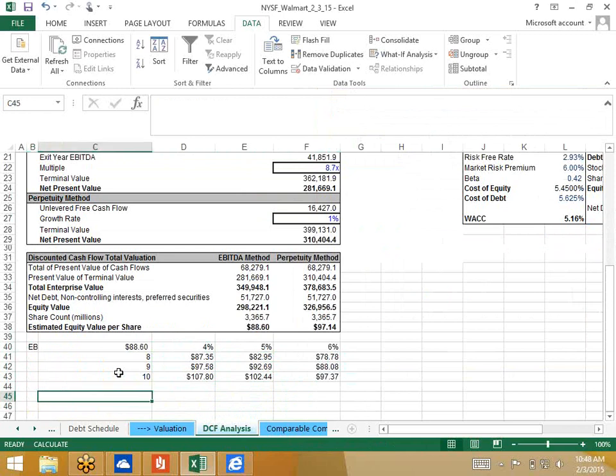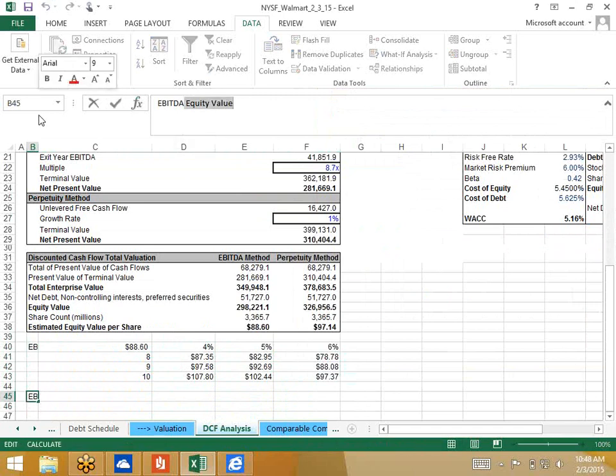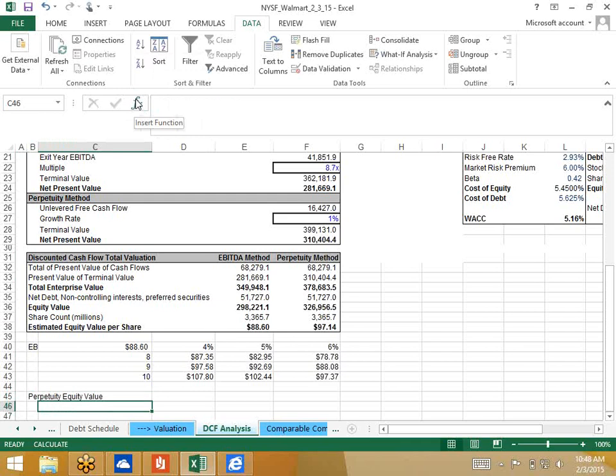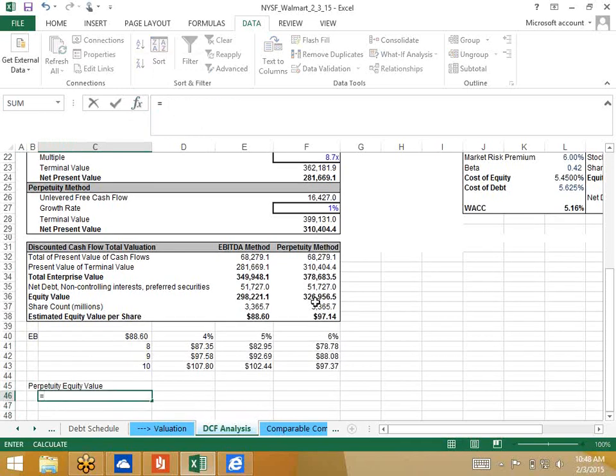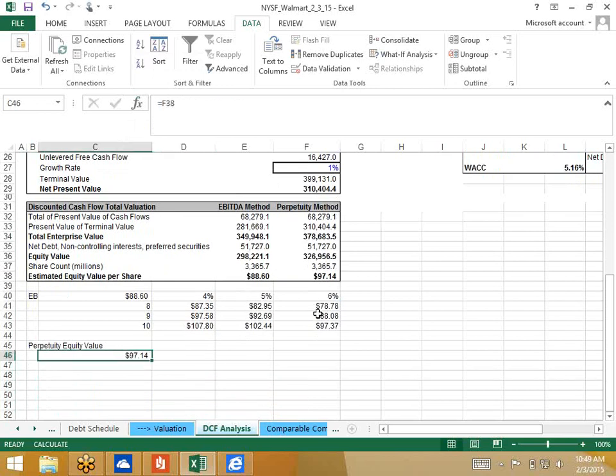Let's do the same thing as practice for the perpetuity method. Let's put down here perpetuity equity value. And I'm going to have a link in from what I want the table to be populated with, which is the $97.14. It's perpetuity value. And then again, to the right, let's use the same WACC variables, which I can look at above: 4, 5, 6.